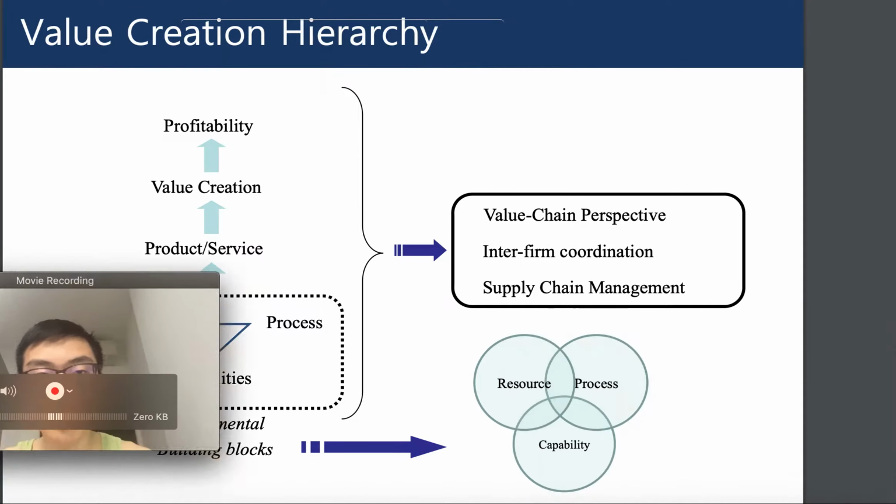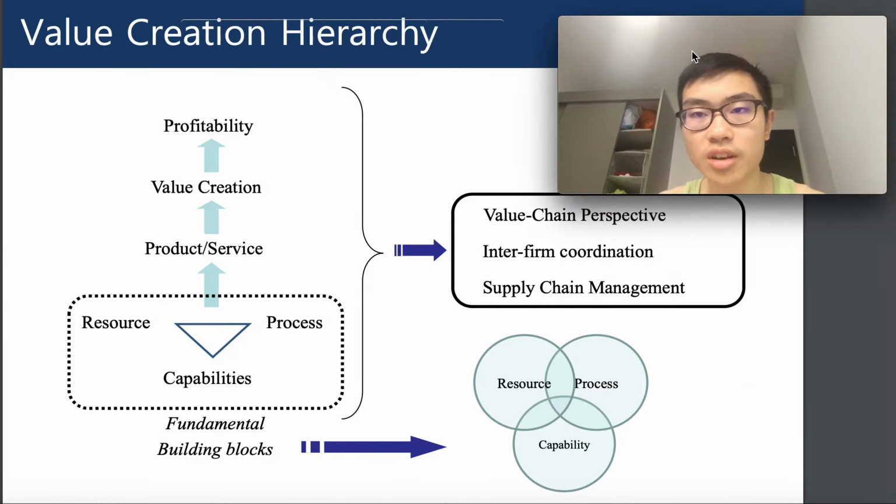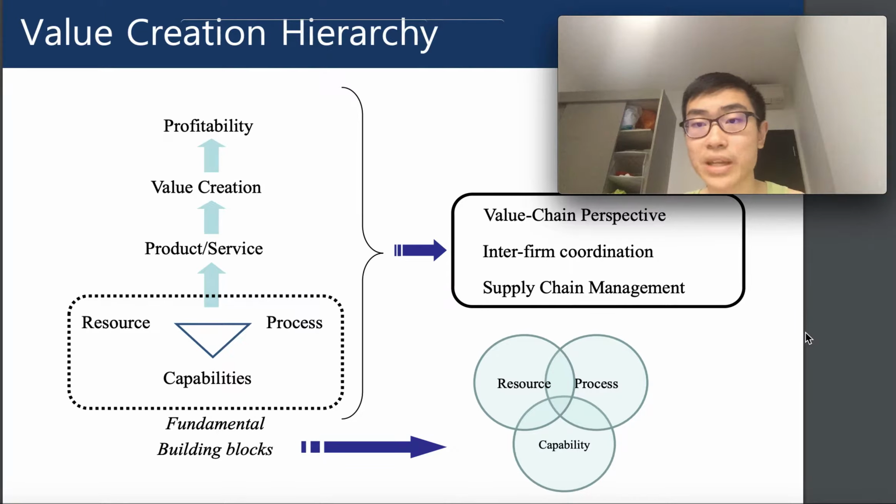Okay, so now let's look at the value creation hierarchy. So now let's discuss the value creation hierarchy, because this is basically the process of creating value. So first of all, we should have resources, capabilities, and process.